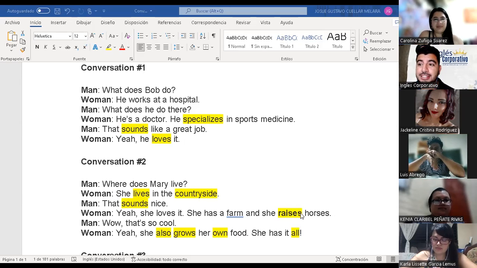Thank you, very nice. Solo recuerda, horses, lo que les decía, horses. Las últimas letras son importantes, ok.